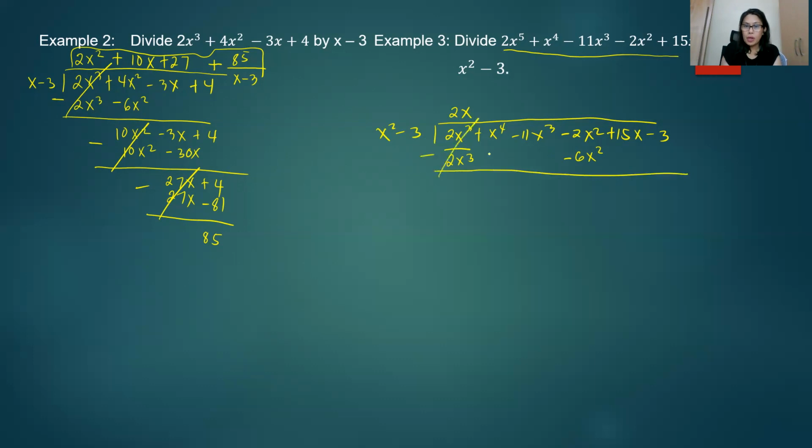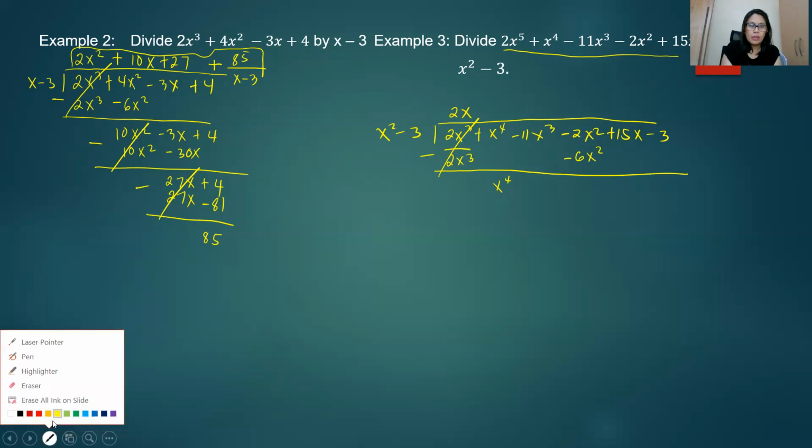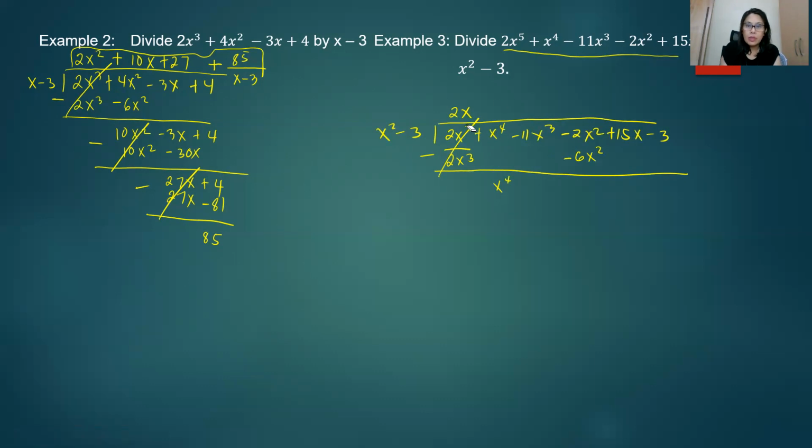And then perform subtraction. So we'll bring down x to the fourth. Okay. Oh, this is fifth, right? So wait. So this must be 5. Okay.